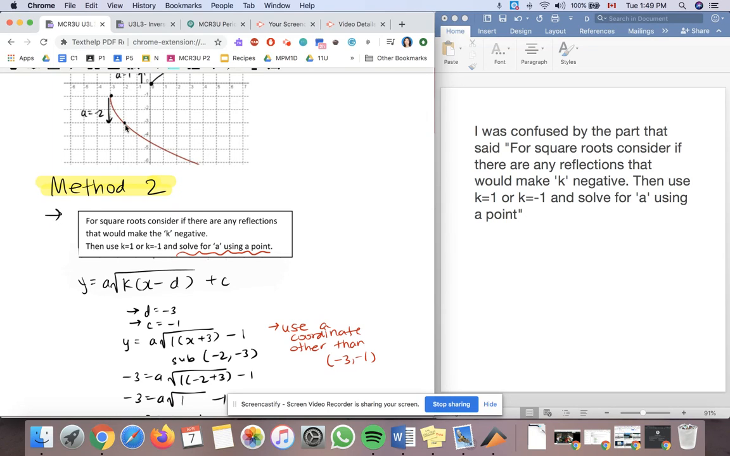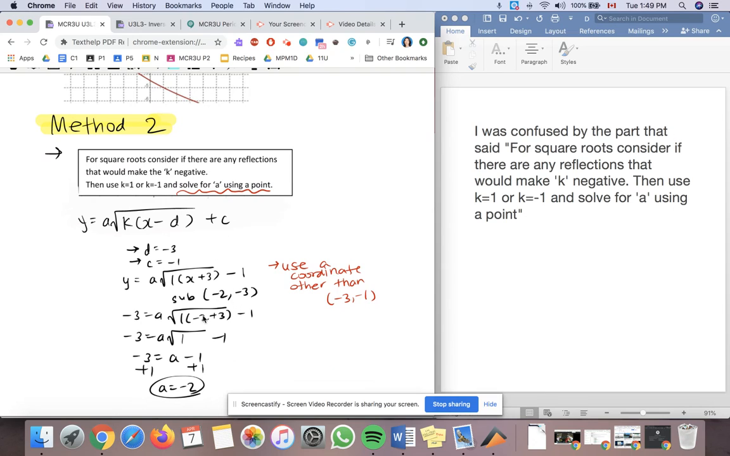So I'm going to plug in a different coordinate. And when I do that, I will get this equation. And a is solvable now. You're going to simplify and solve for a. And in both cases, you're getting a equals -2.